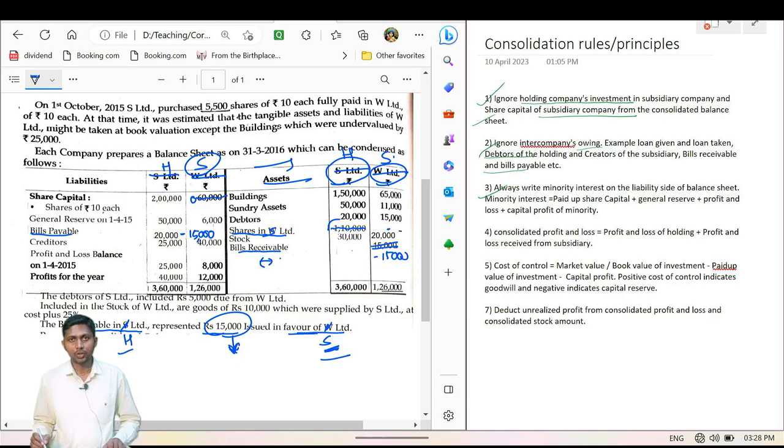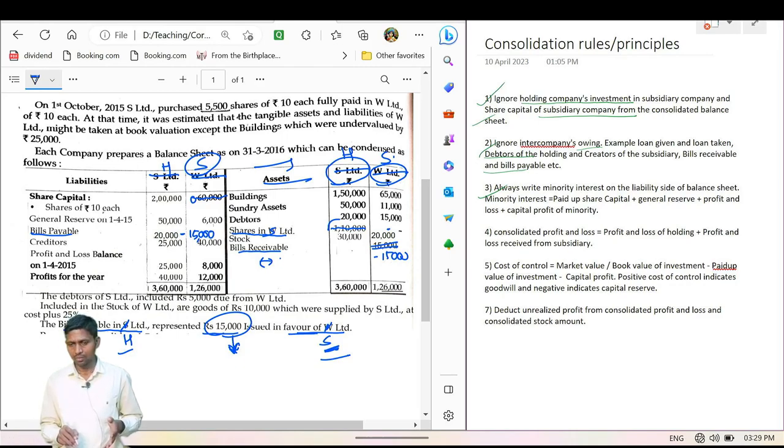Here in consolidation, you are required to do consolidation if you purchase more than 50% shares. More than 50, that means you can purchase 51 also, and still consolidation is mandatory. Then what about the balance 49%? Who are they? They are all the minority, small people, small share. As compared to you, they are small. If you purchase 80%, you become holding, and the other 20% shareholders become what? Minority shareholders.